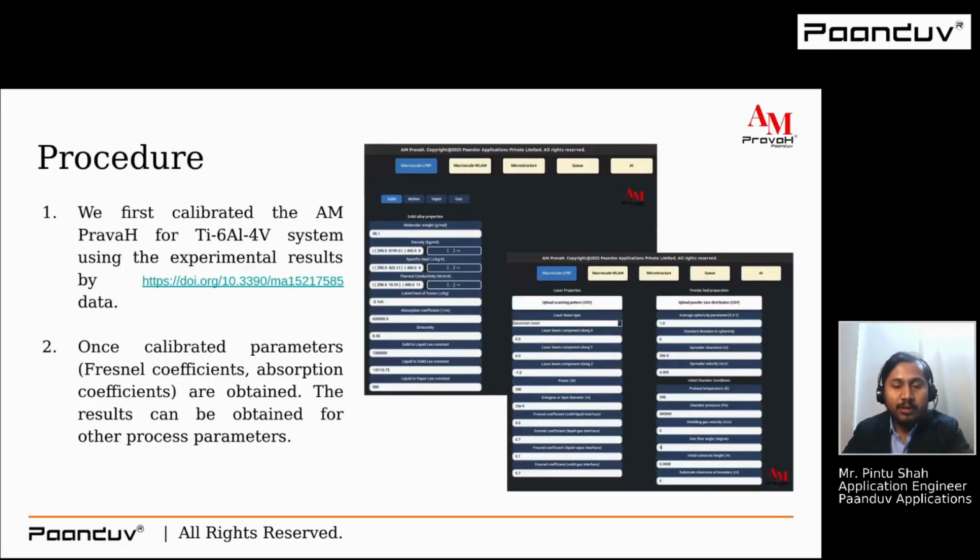In AM PravaH also, we cannot directly print with the exact parameters and get the exact melt pool width. For that, we need to optimize the parameters, or calibrate the system. We need to play with the Fresnel coefficient and absorption coefficient, and after calibrating with that, the results obtained from those process parameters will match your experimental results. So I have taken this paper to validate AM PravaH, and after that I calibrated my software by changing the Fresnel coefficient and absorption coefficient.